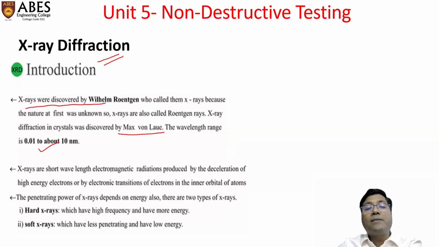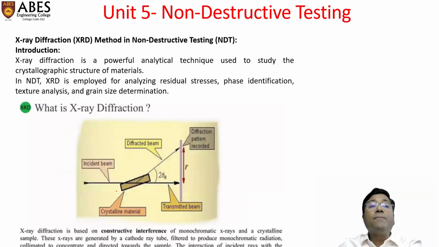X-rays are short wavelength electromagnetic radiation, as discussed before, produced by the deceleration of high energy electrons or by electronic transition of electrons in the inner orbital of atoms. Jumping of an electron creates X-rays. The penetrating power of X-ray depends on energy also. There are two types of X-rays: hard X-rays, which have high frequency and more energy, and soft X-rays, which have comparatively less penetrating power and have low energy.